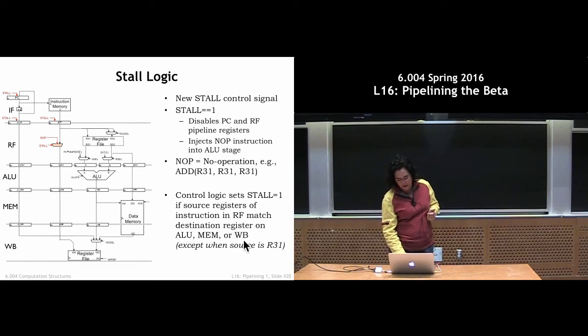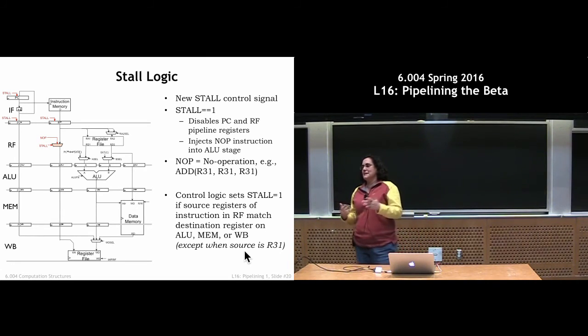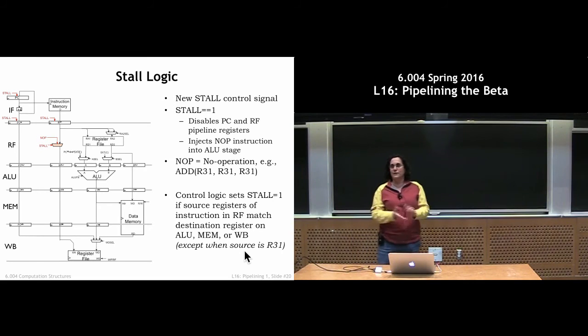Pretty easy. The only other thing to note here is that we probably want some special logic for R31, saying that if the data hazard is because we're reading and writing register R31, there's really no need to stall because we know R31 is just 0.